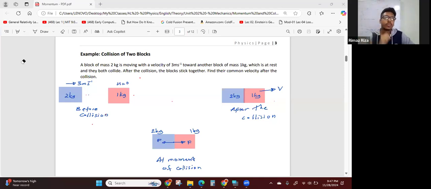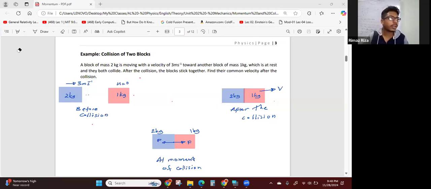Likewise, the second point you can write for the 1 kilogram mass. For the 1 kilogram mass also we can't use the linear momentum conservation principle, but we can use the linear momentum conservation principle for the system.